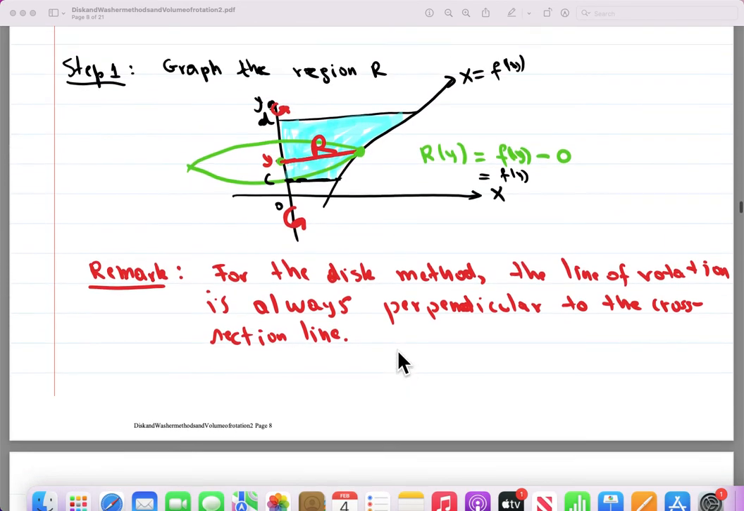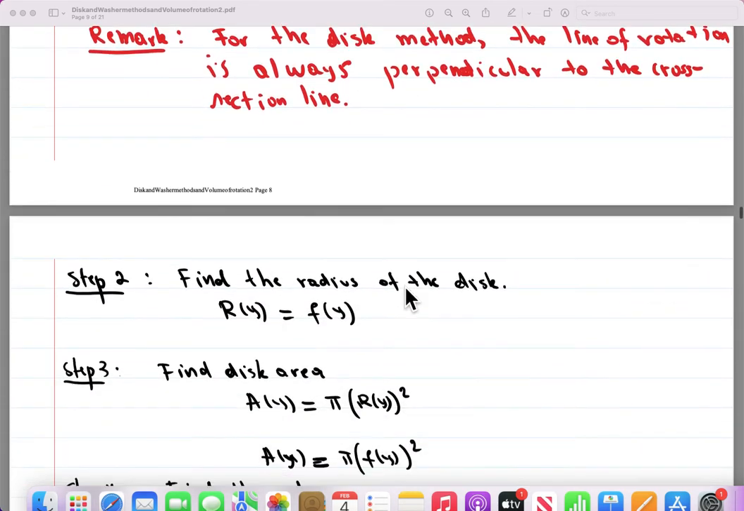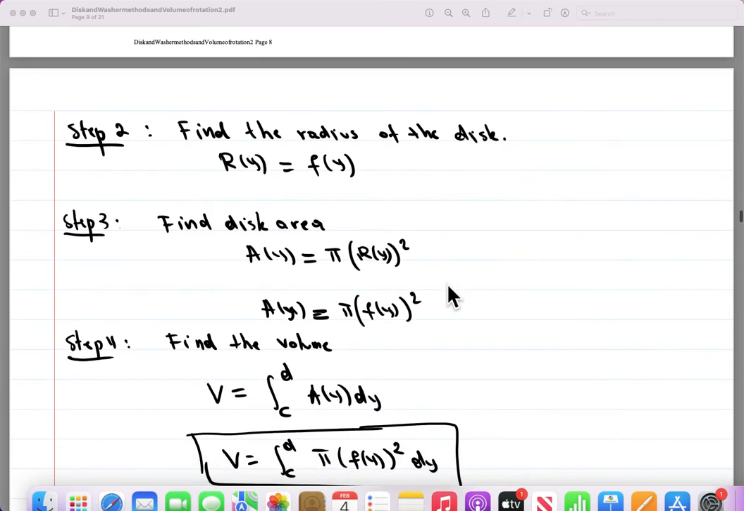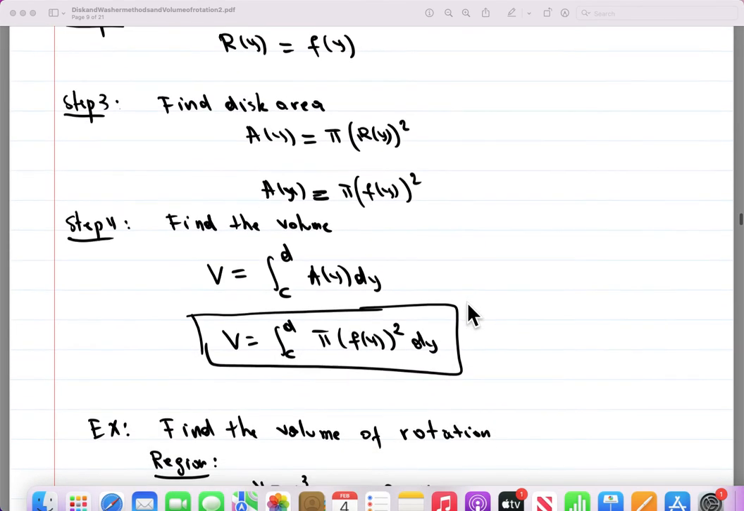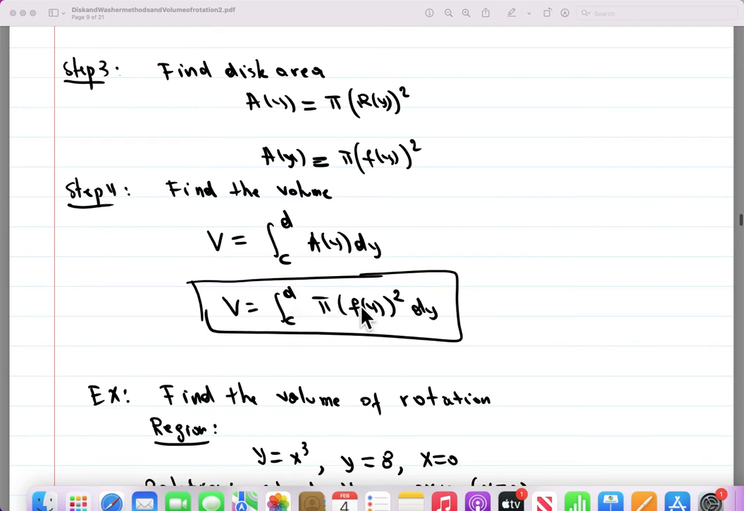So again, step one was to graph the region and to find the radius. So step two, we write down the radius, which is r of y equals f of y. And then, as you know, we find the area of the disk, which is pi times radius squared. So we get pi times f of y squared. And then we find the volume by taking the integral from c to d of a of y dy. So the integral from c to d of pi times f of y squared dy gives us the volume of rotation.